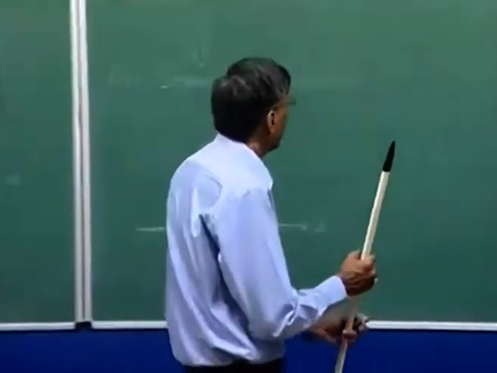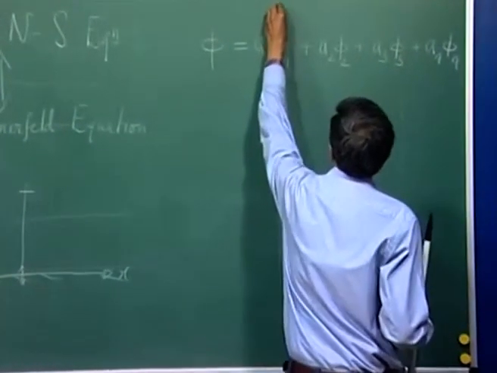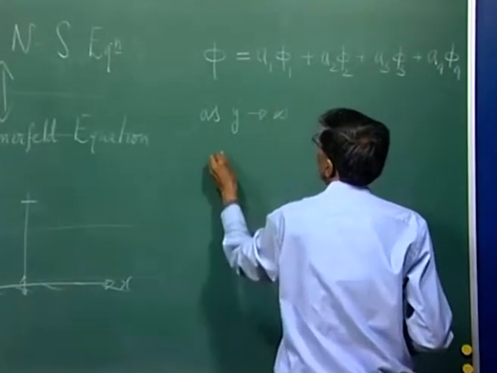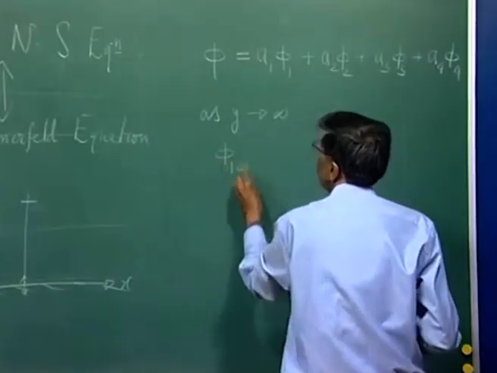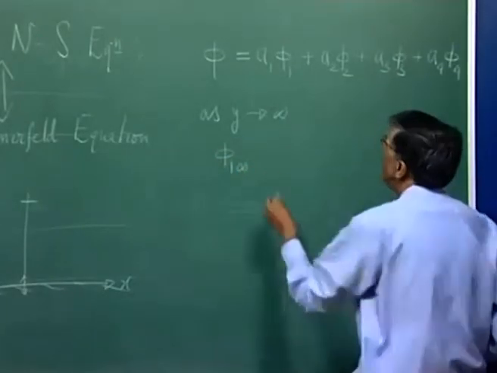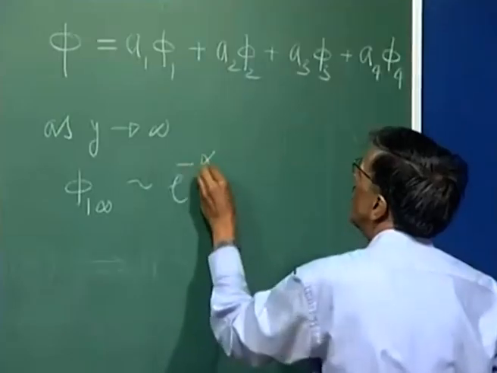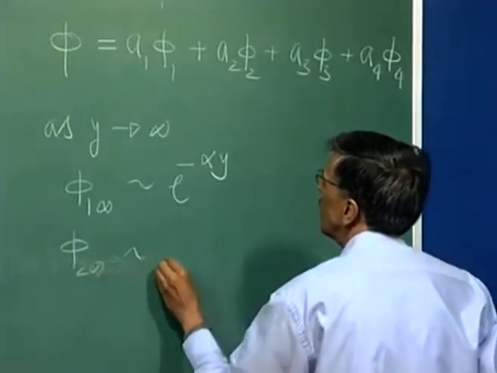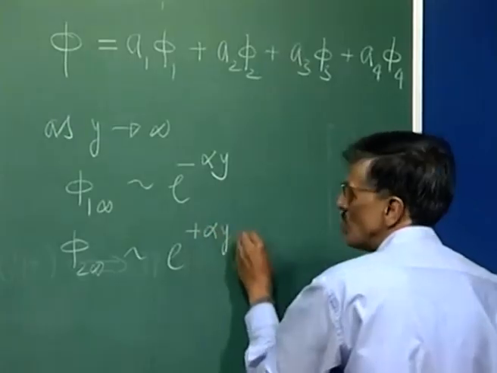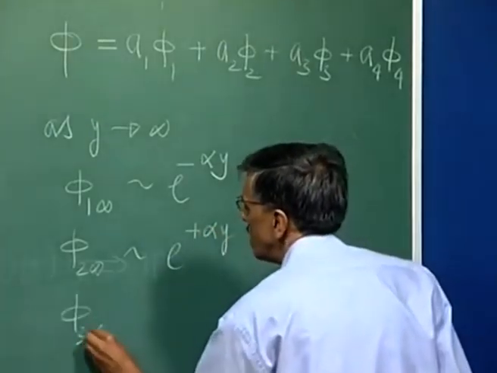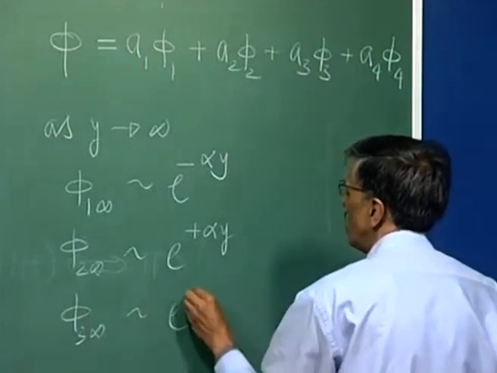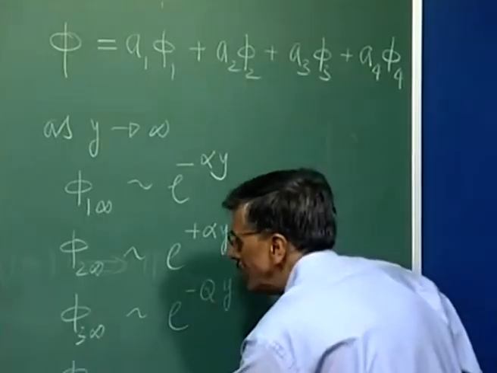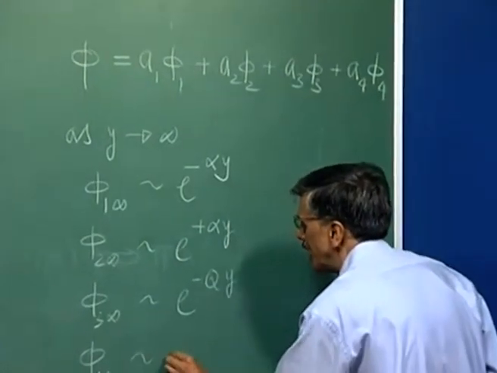And we saw that as y goes to infinity, we noted phi 1, which I will now give an additional subscript infinity, goes as e to the power minus alpha y, and phi 2 infinity goes as e to the power plus alpha y. Phi 3 infinity goes as e to the power minus q y. You remember the definition of q square. So, you can take a look at that, and this will be this.